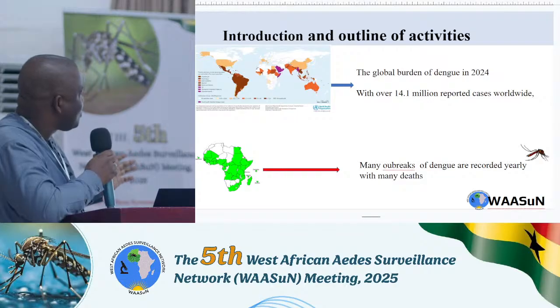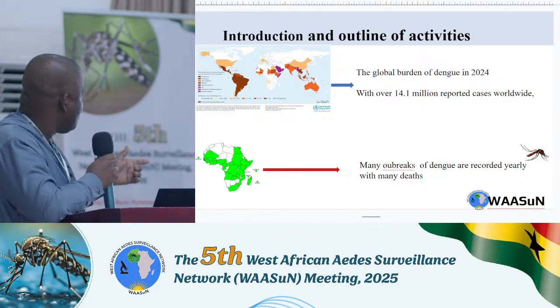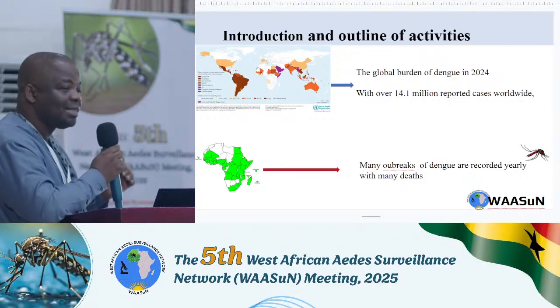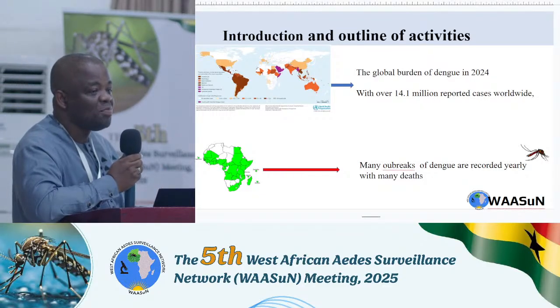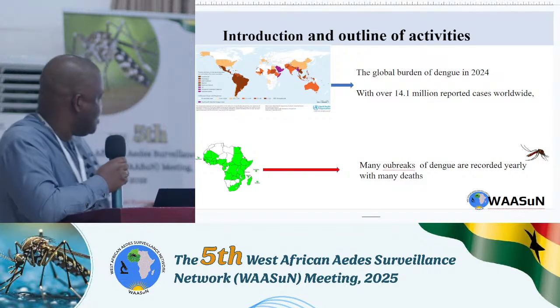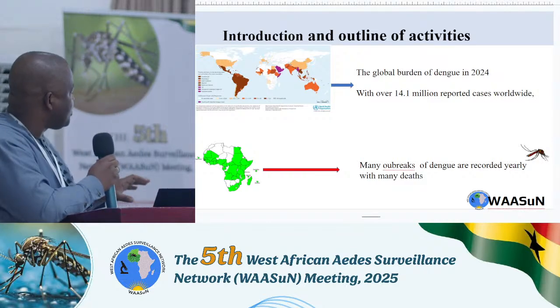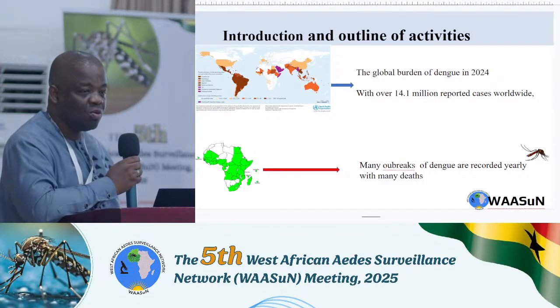WHO said that the global burden of dengue in 2024 highlights that mosquito-borne disease seems to be very important. With over 14.1 million cases reported in the world, they realized that dengue is now regarded as the most important mosquito-borne disease in the world.